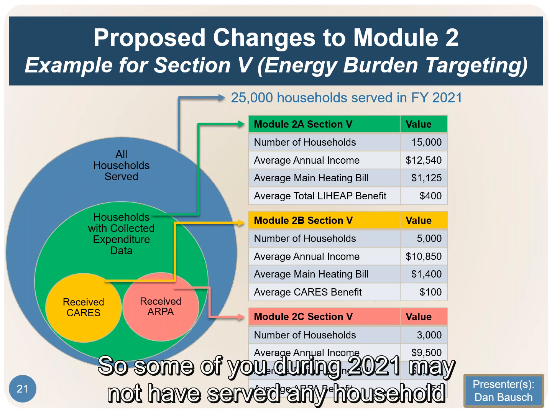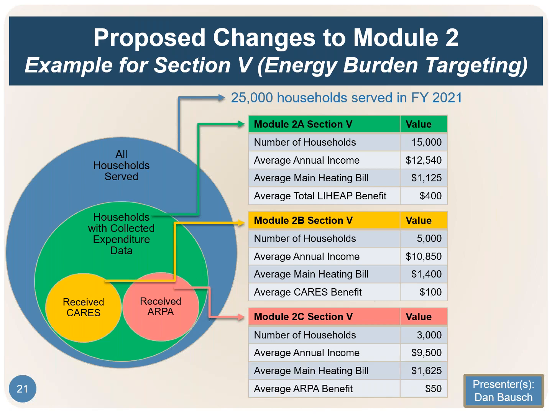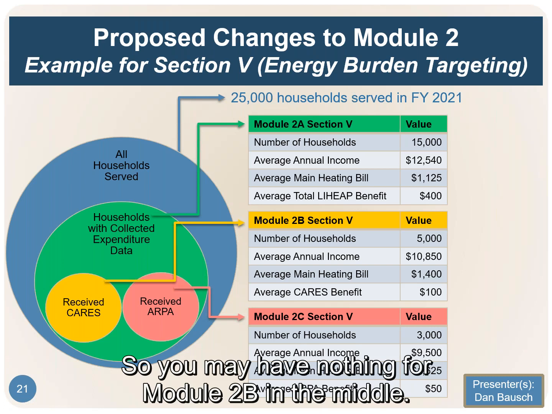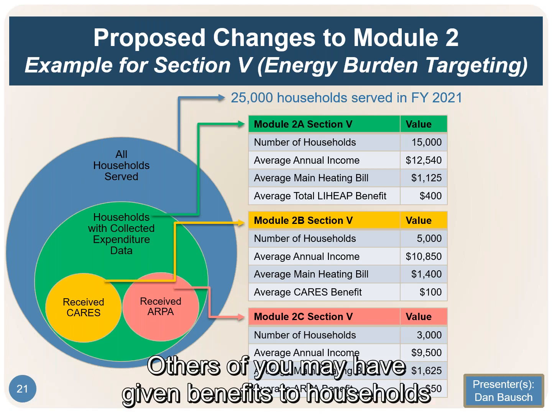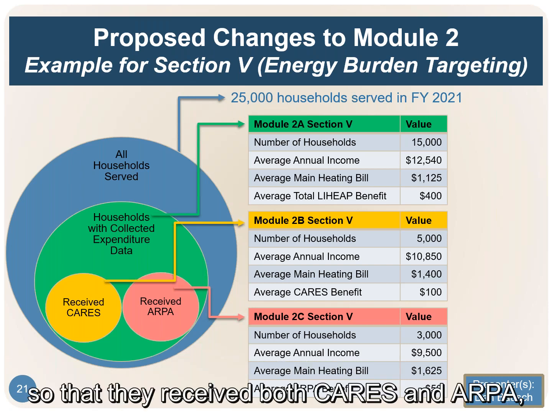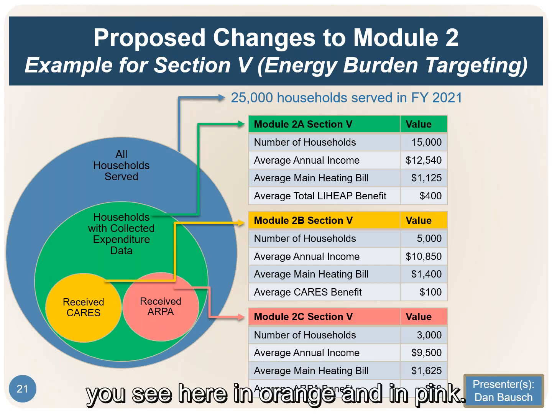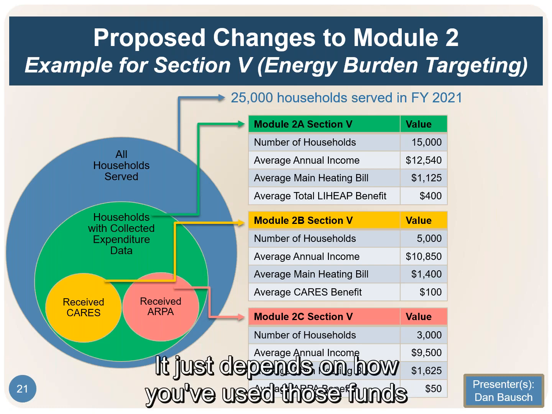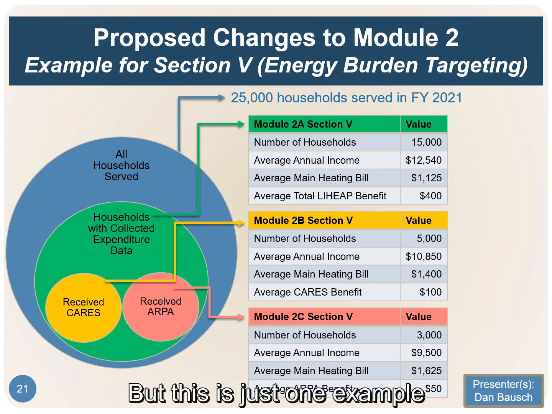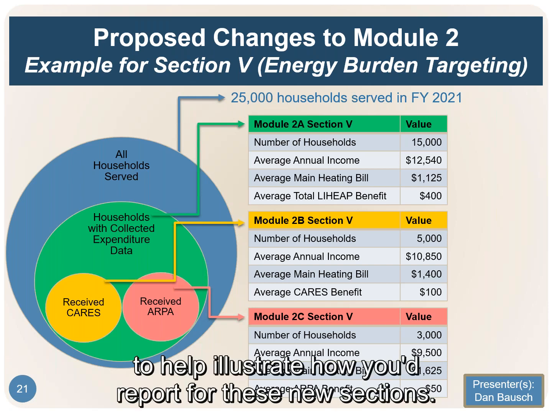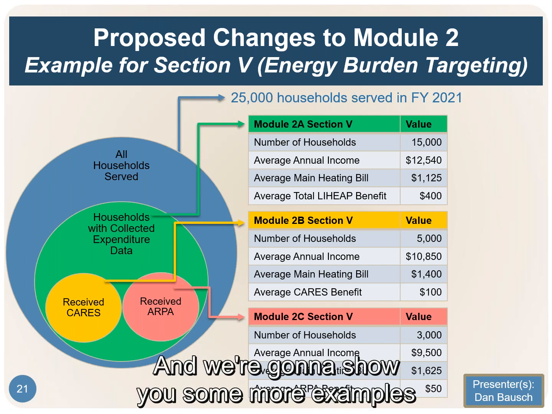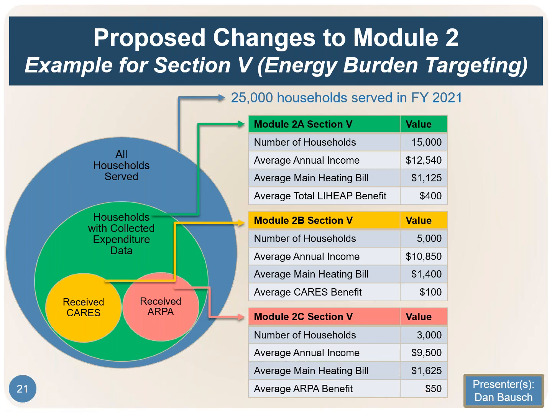So some of you during 2021 may not have served any households with CARES benefits. So you may have nothing for Module 2B in the middle. Others of you may have given benefits to households so that they received both CARES and ARPA, and there would be overlap of the two circles you see here in orange and in pink. It just depends on how you've used those funds and when you've used them. But this is just one example to help illustrate how you'd report for these new sections. And we're going to show you some more examples later in the webinar.